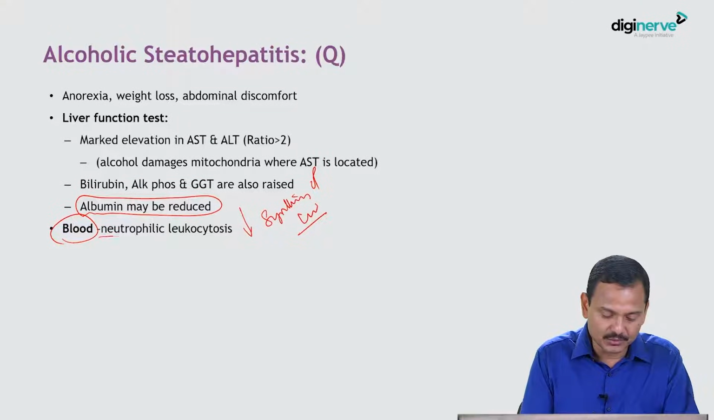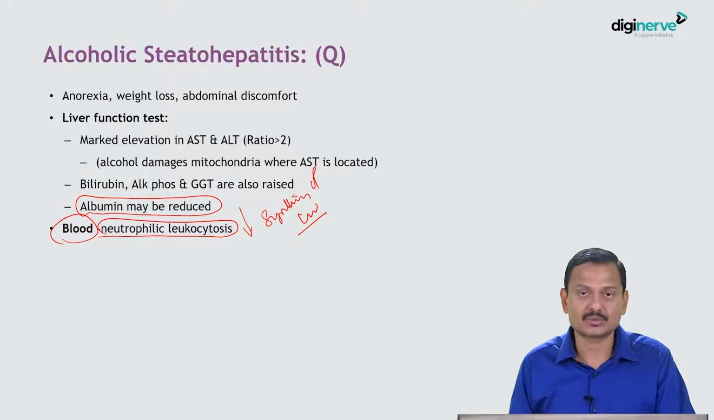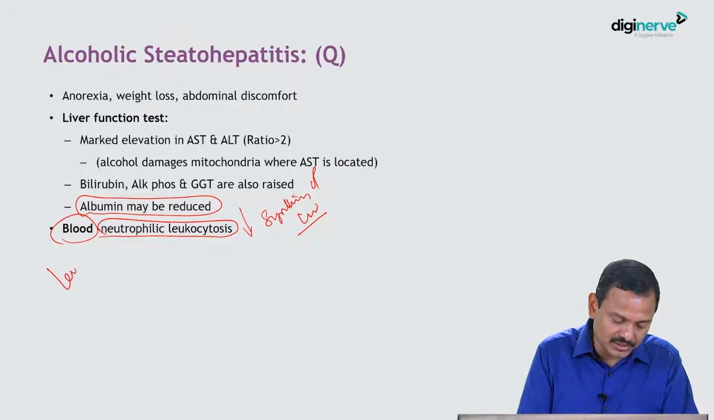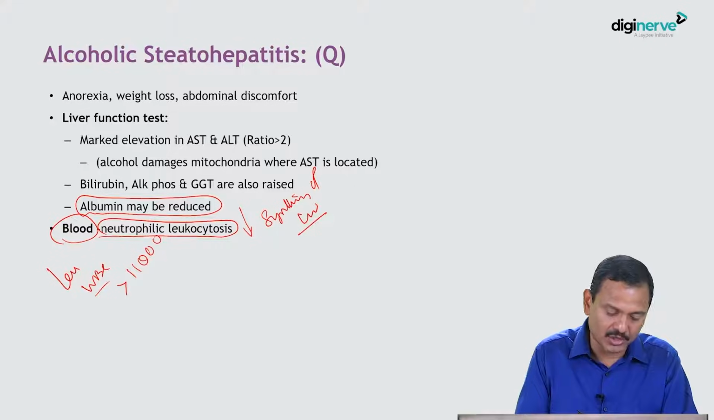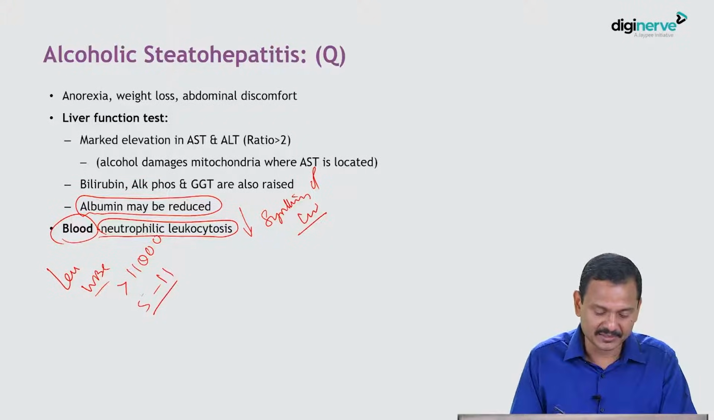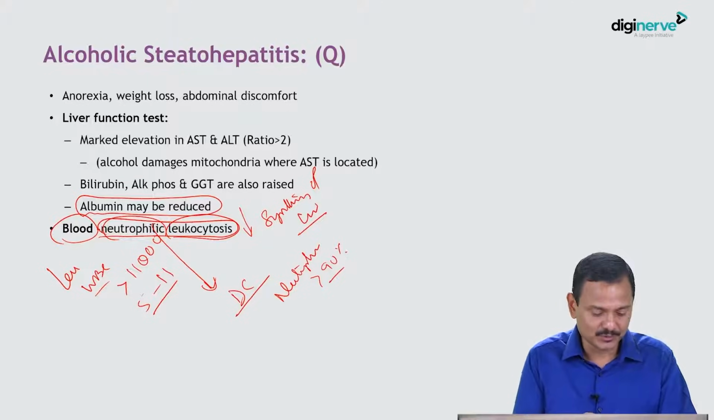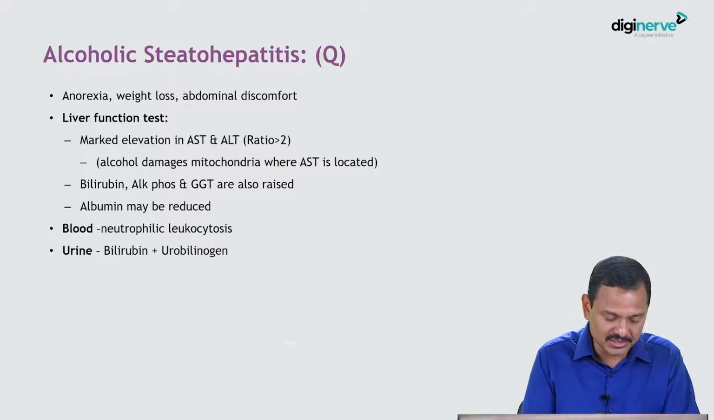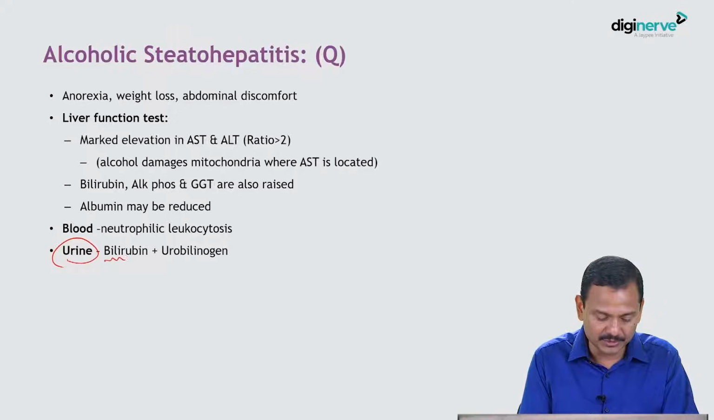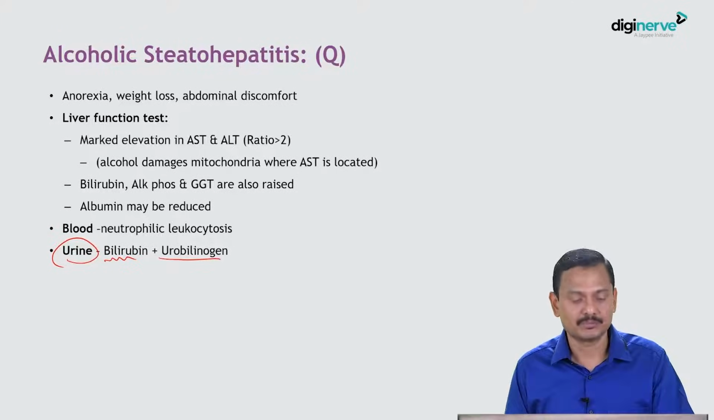In the blood, you will find neutrophilic leukocytosis. So the WBC count will be more than 11,000. Normal is 5 to 11. And then it is neutrophilic, meaning in the differential count your neutrophils will be predominant, maybe around more than 90%. So that is neutrophilic leukocytosis. In the urine, you will find bilirubin as well as urobilinogen.